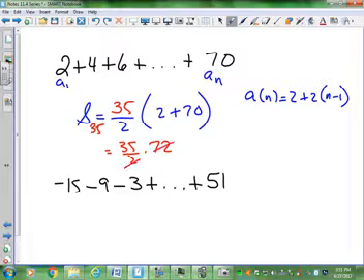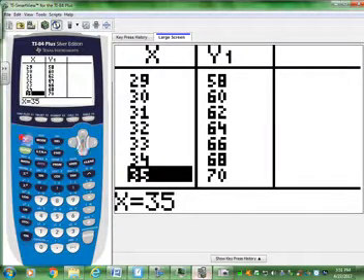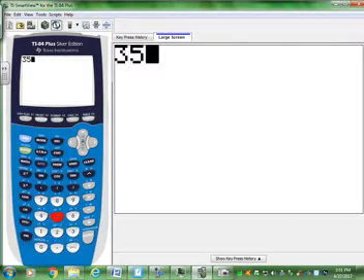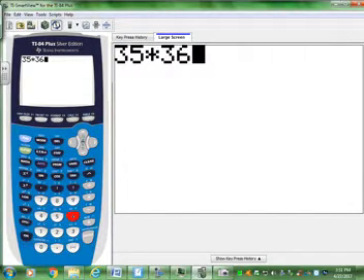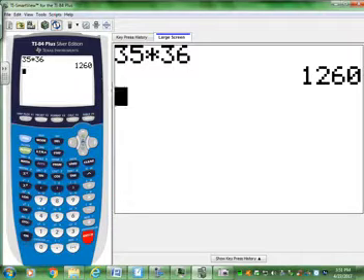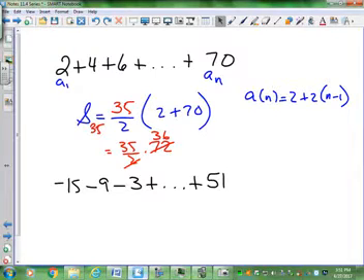Now, by hand, you could cancel that and make that 36, so that you could just come over here to the home screen and type 35 times 36. But you also could just type the whole thing in and get 1260. So if I added all those 35 numbers together, it would add up to 1260.